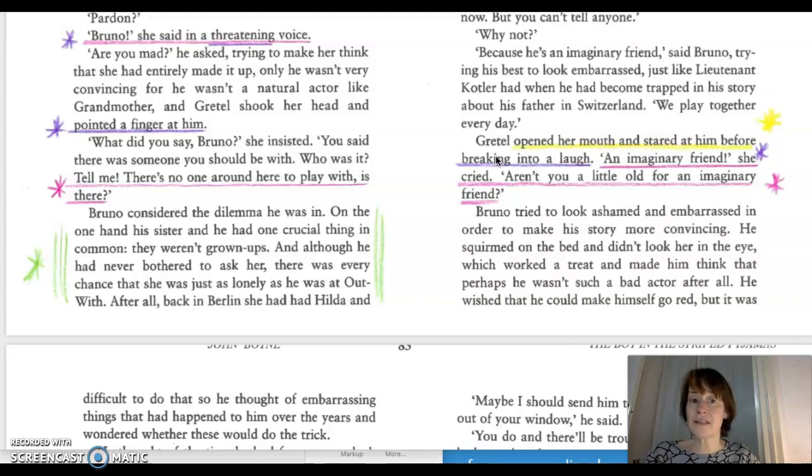An imaginary friend, she cried. Aren't you a little old for an imaginary friend?